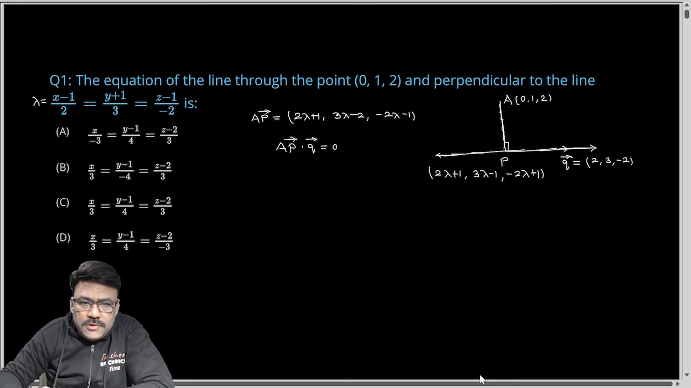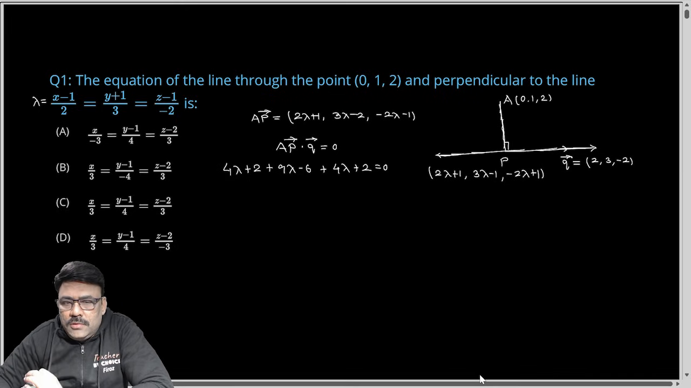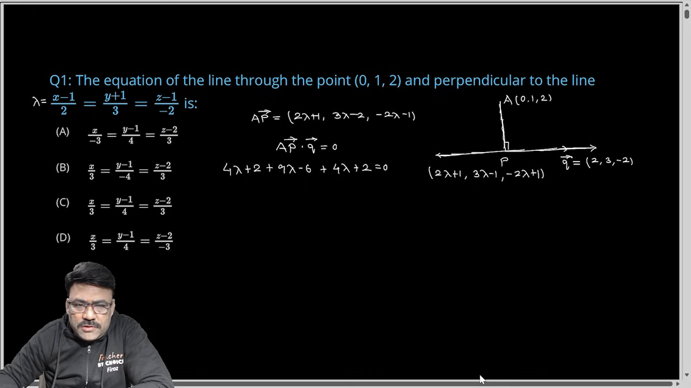So what will be the dot product? It is 4 lambda plus 2, 9 lambda minus 6, and then 4 lambda plus 2. So what you are getting: 9 and 4, 13, 17 lambda. And then 2 and 2, 4, minus 6, minus 2. So lambda is 2 by 17. And when you put lambda 2 by 17, you get the coordinates of the point P.